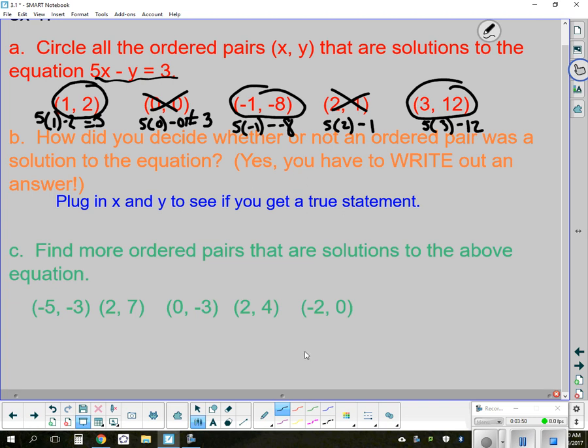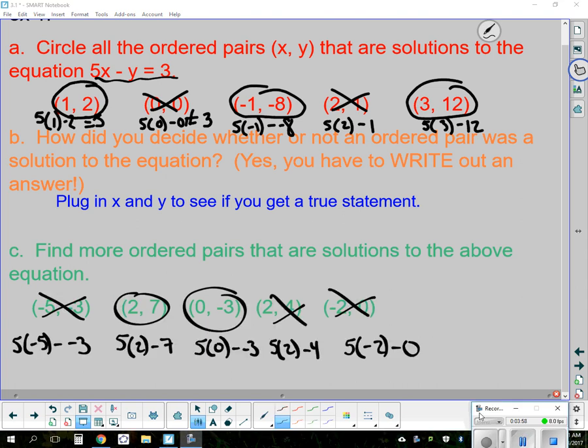Part C, so keep going with this. Find more ordered pairs that are solutions to the above equation. Go ahead and pause it and see if any of these ones work. Okay, check your answers. I have that these two work right here. Do be careful with these signs when you have a negative number for y. For example, on 0, negative 3, I plugged in 0 for x, 5 times 0, and then I had minus from my equation, and then a negative from here, so minus the negative 3 should actually become a plus sign. So I get 0 plus 3, which is 3, and of course that works.